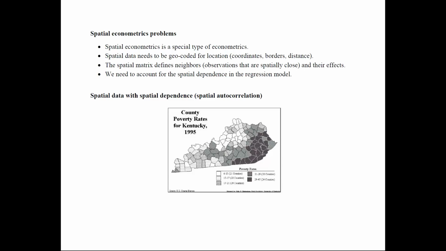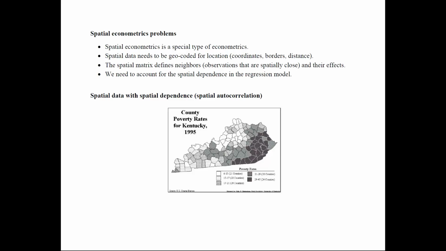Next, the spatial matrix that we will talk about later defines the neighbors, which observations are spatially close, and what are their effects, how much they influence each other. Because if two houses are very close to each other, they would influence each other a lot more than, say, if two houses are a few streets away from each other, then the effect would be smaller. And we would need to account for the spatial dependence in a regression model. So this was what we're going to be doing.